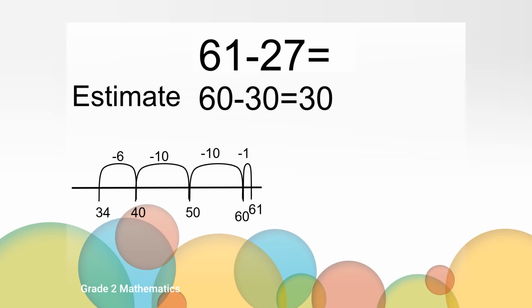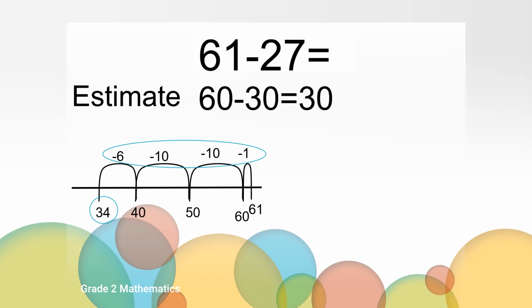Where do you see the 27 they took away on their number line? The jumps they took away. Minus 1, minus 10, minus 10, and minus 6 is the 27 that's being subtracted. Where do you see the answer on their number line? That's it, the number that you land on, 34.